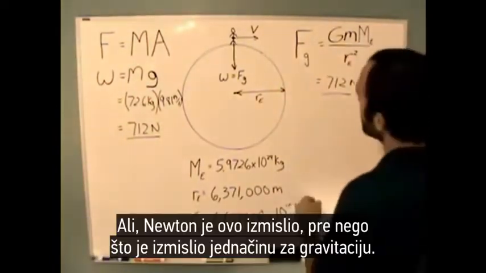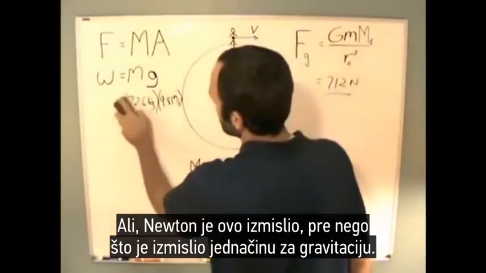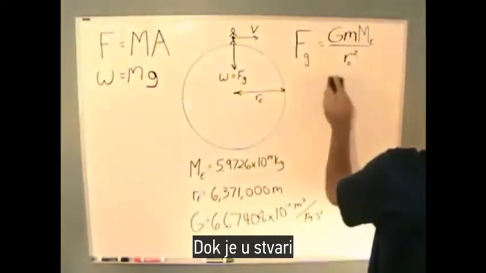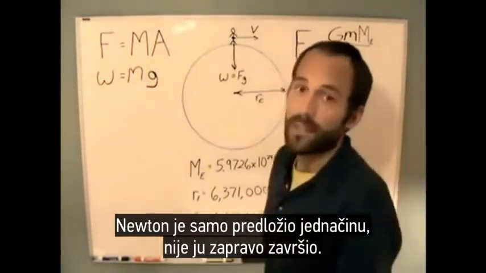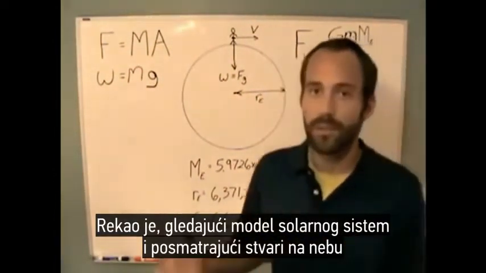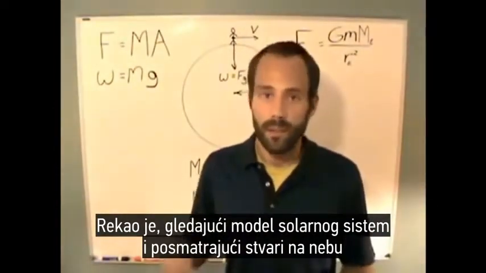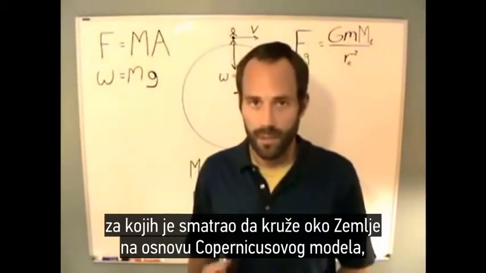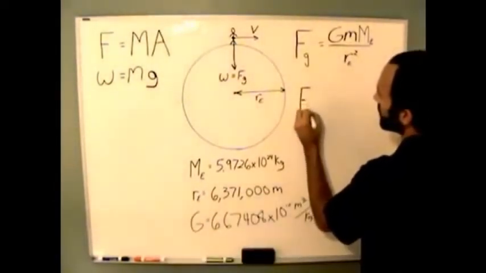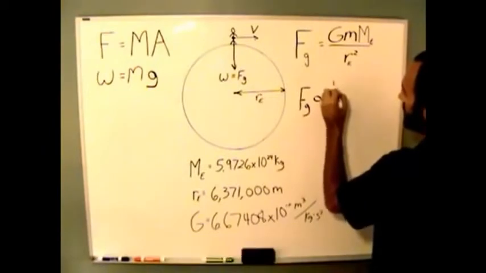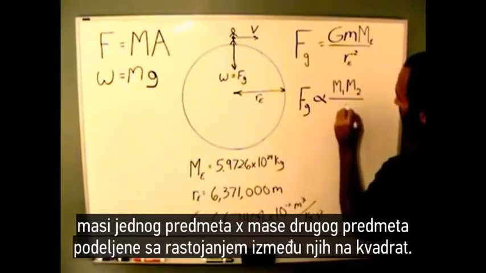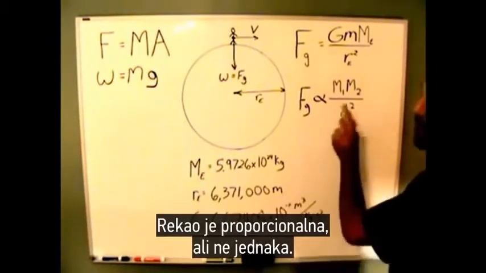Okay? But Newton came up with this before he came up with the equation for gravity. And in fact, Newton only proposed the equation. He didn't actually finish it. He said, from looking at the solar system model and watching things in the sky that he thought, or assumed, were orbiting Earth based on Copernicus' work, that the force of gravity was proportional to the mass of one object times the mass of another object divided by the distance between them squared. Okay? He said they're proportional, they're not equal.